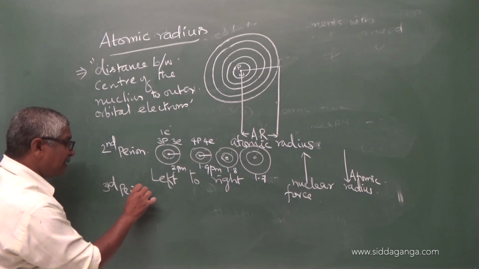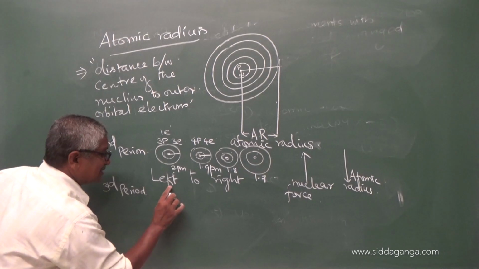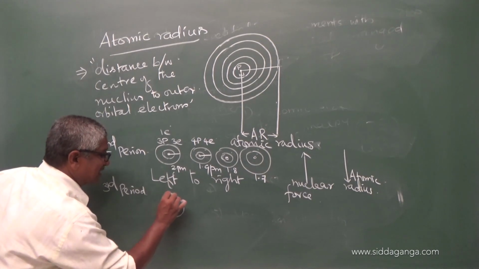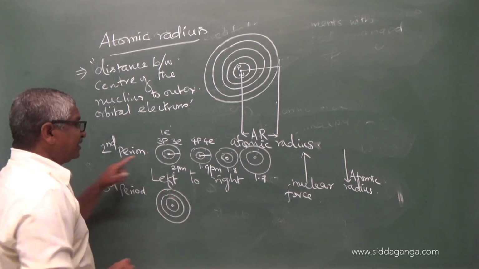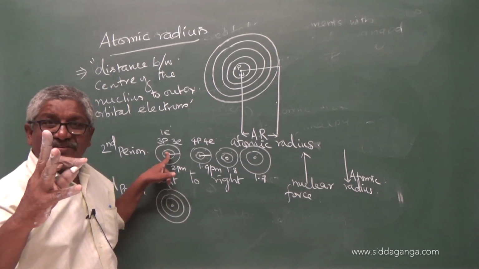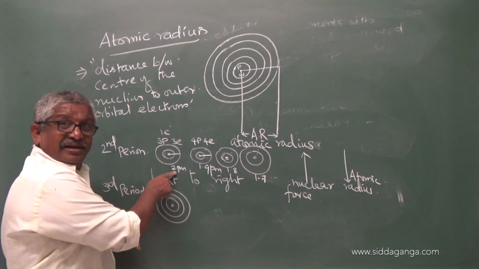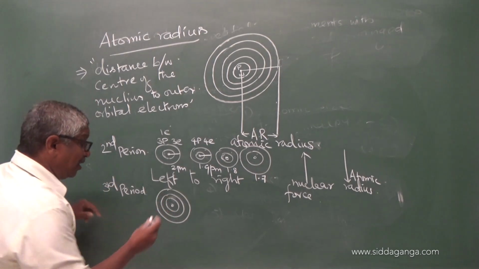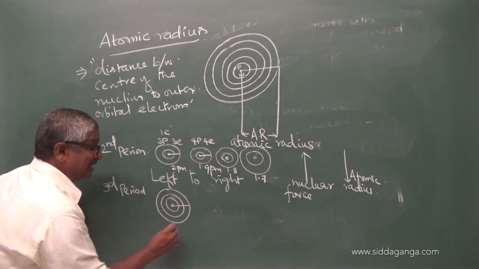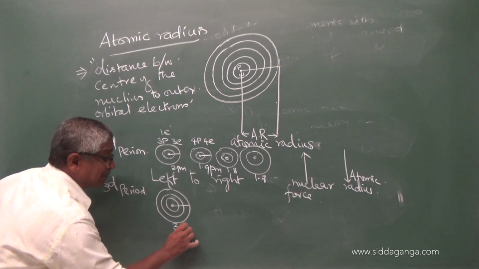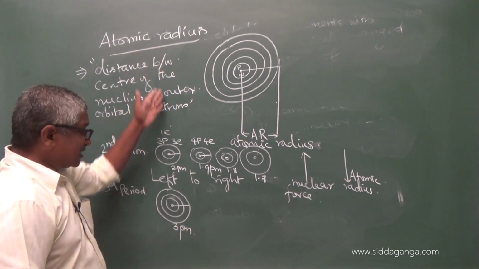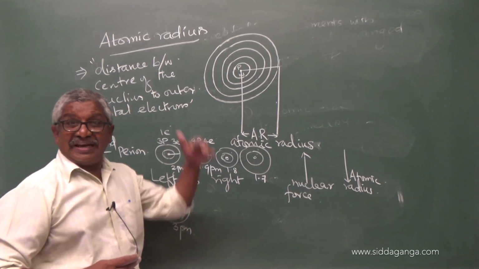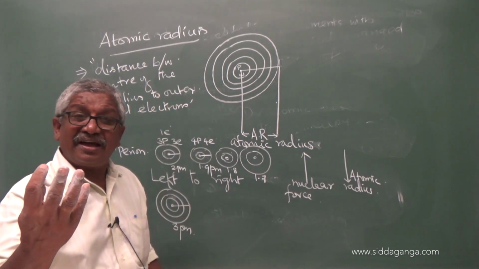period. Here: nucleus, first energy level, second energy level, third energy level. Earlier there were only two energy levels, and we gave the distance as 2 picometer. Now how many energy levels are there? 3 energy levels. What is the distance? 3 picometer. If we move from top to bottom, what happens?